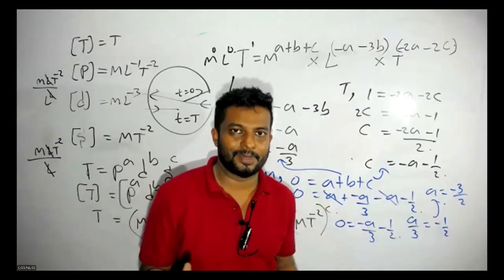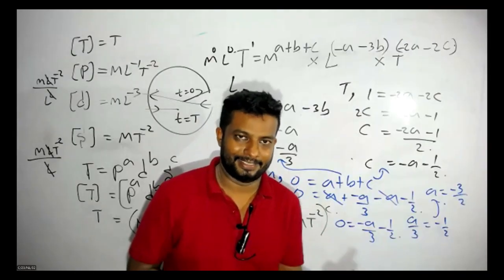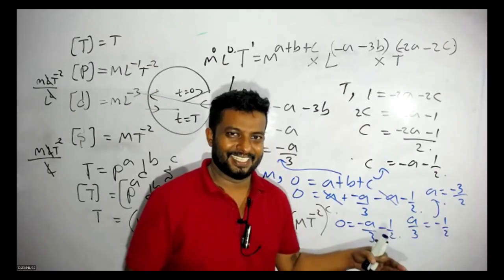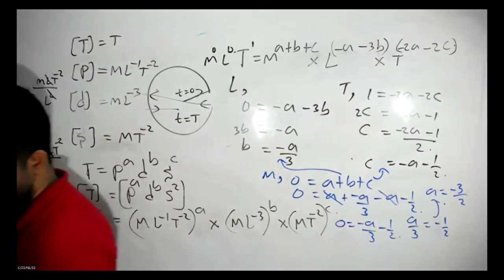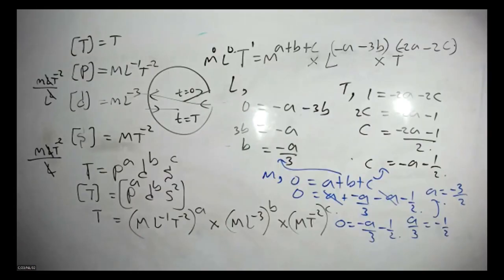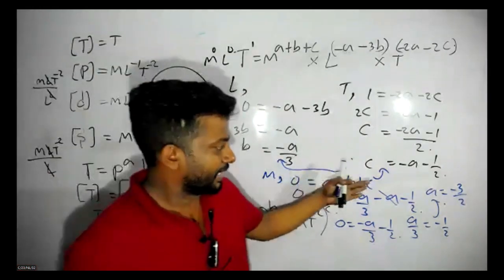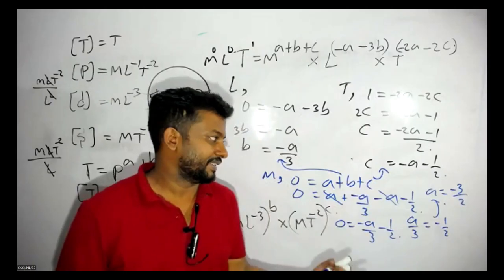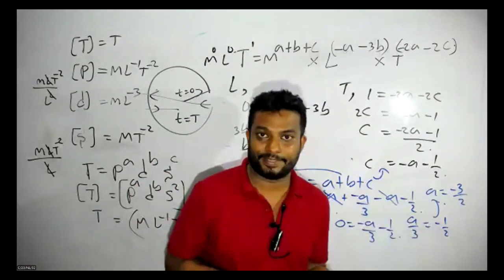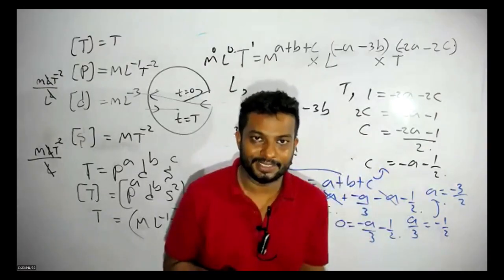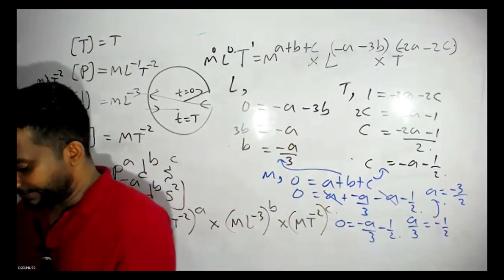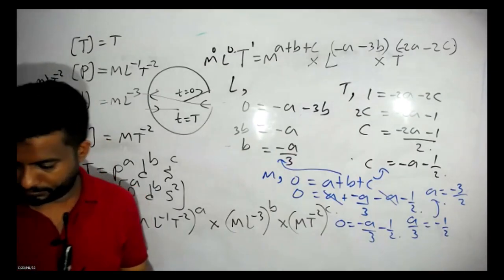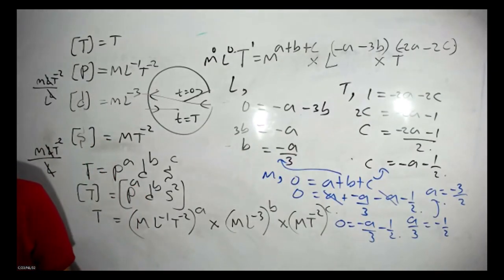Since this is an MCQ, if it were an essay you would need to do everything. Right? Got it? Just find the value of A, then you can identify that there is only one answer that gives A equal to minus 3 over 2. In none of the others is the value of A minus 3 over 2. That means the answer should be the first one, right? Answer is the first one. You don't need to find the value of B and C.